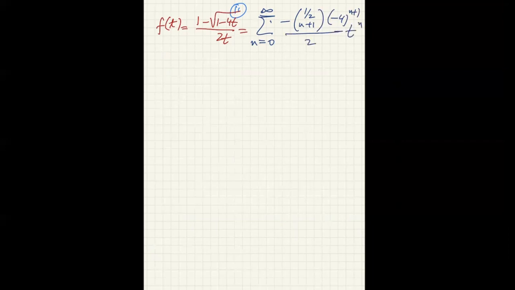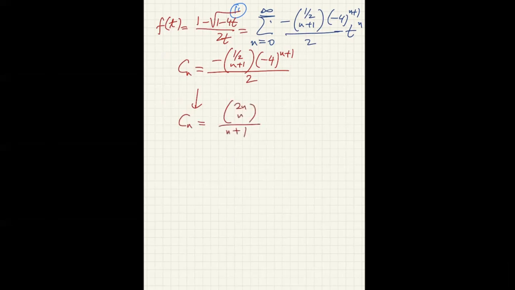And it will give us some very weird looking formula like this. But this can be simplified, and we'll do it next time, to the following very nice formula: Cn is going to be 2n choose n divided by n plus 1. But we'll do all of this next time.